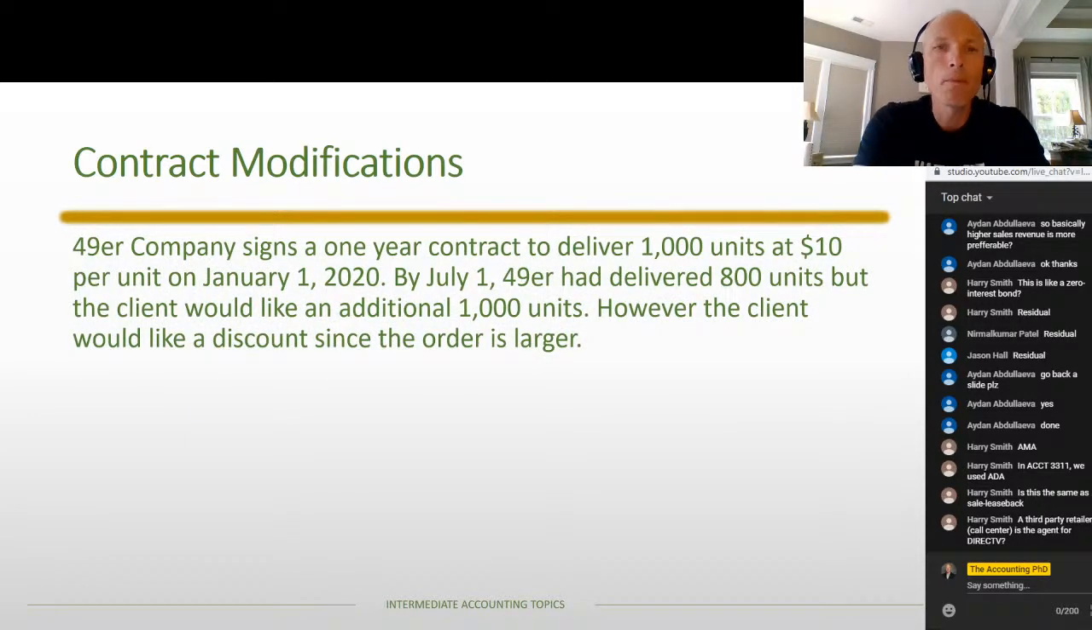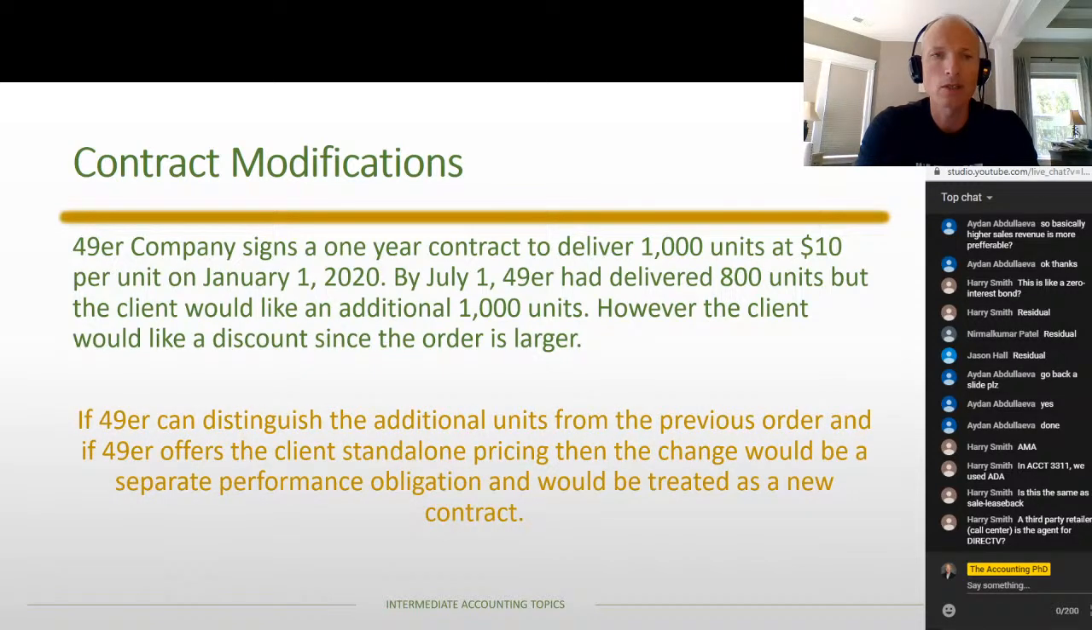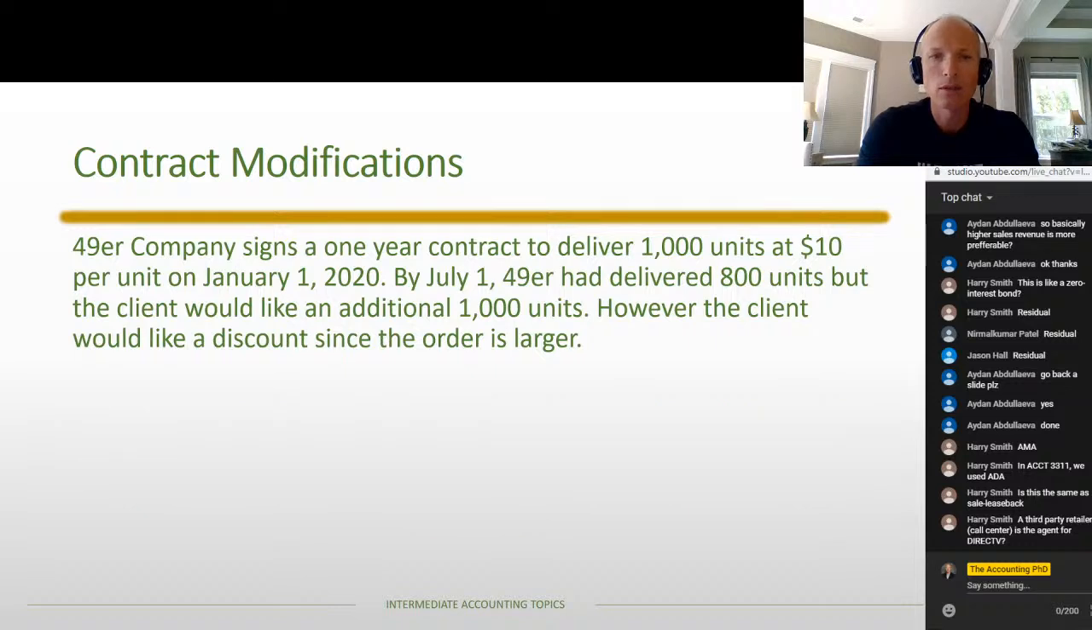As an example, a company signs a one-year contract to deliver 1,000 units at $10 per unit. By July 1st, 49er has delivered 800, but the client would like an additional 1,000 units. The client would like a discount since the order is larger. So how do we handle this? If 49er can distinguish the additional units from the previous order, and if 49er offers the client standalone pricing, then the change would be a separate performance obligation and would be treated as a new contract.